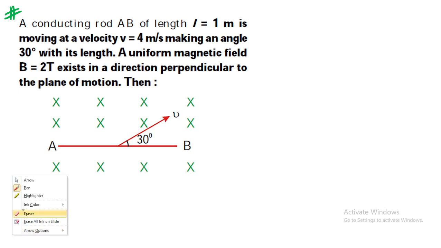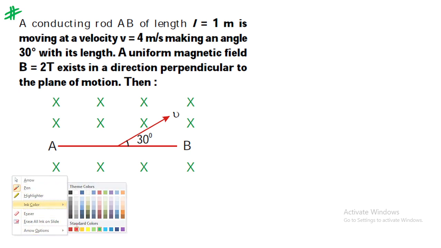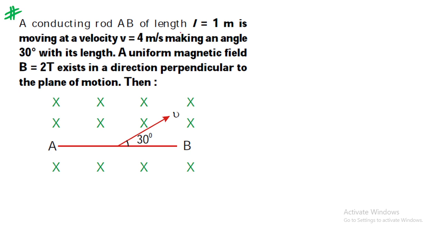Shall I write this question? A conducting rod AB, length is 1 meter, is moving with a velocity of 4 meters per second. Okay? Draw the figure first and write the values directly. Make an angle of 30 degrees with the length. The uniform magnetic field is 2 T and exists in the direction perpendicular to the plane of motion. Please write this down. This question is very, very important.